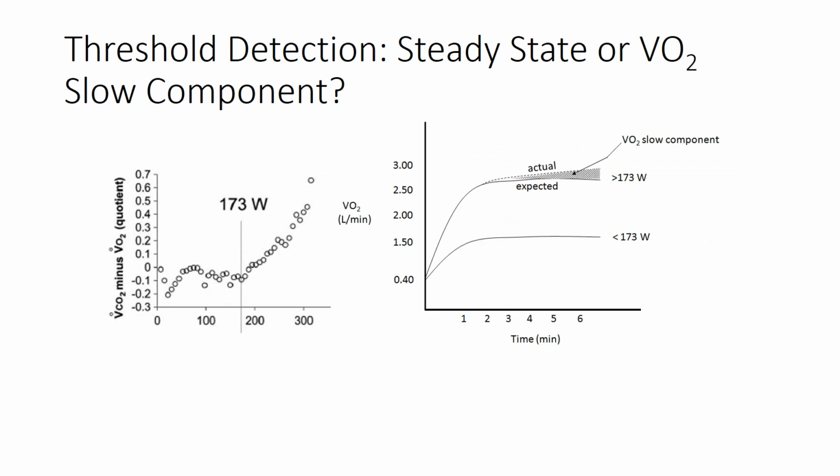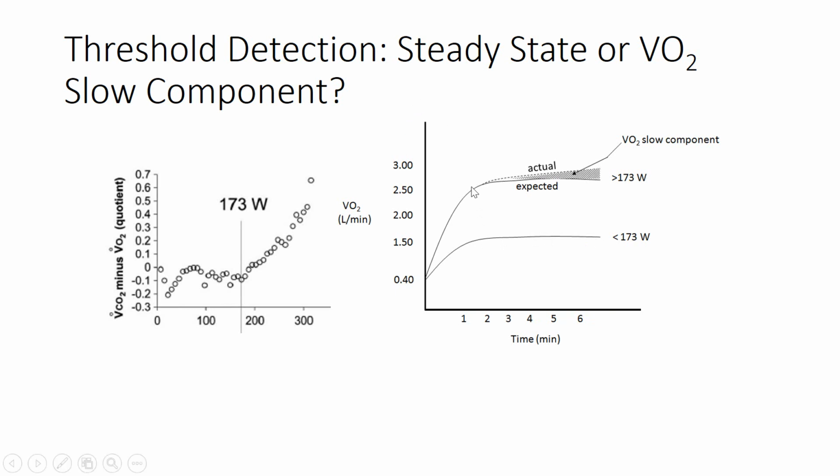What ends up happening with the oxygen response, and what I'm showing on the right panel here, is the oxygen response to constant exercise. So let's say this was 160 watts. As long as I'm below the lactate threshold of 173 watts, and you'll learn how that's measured, the oxygen response will be a steady state, just as the slide showed earlier.